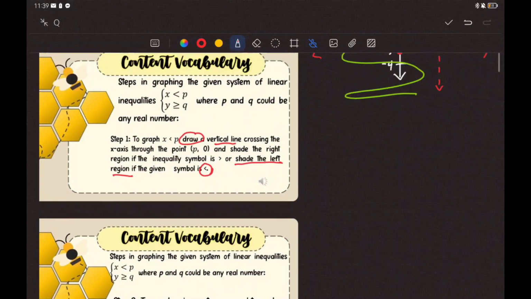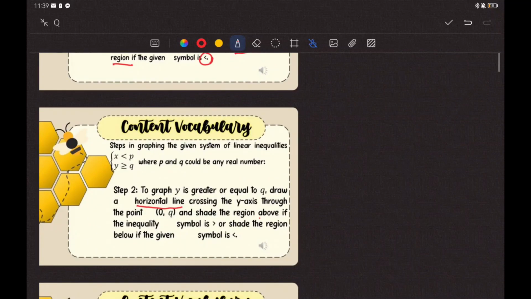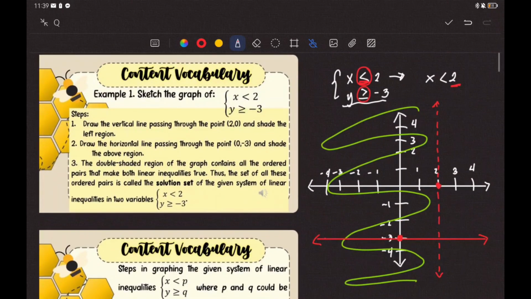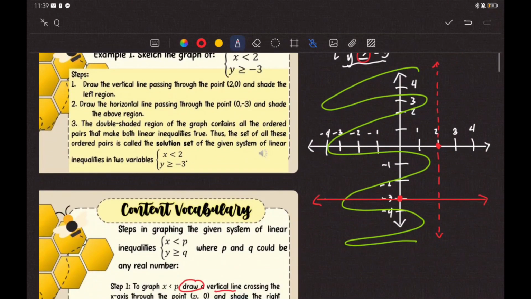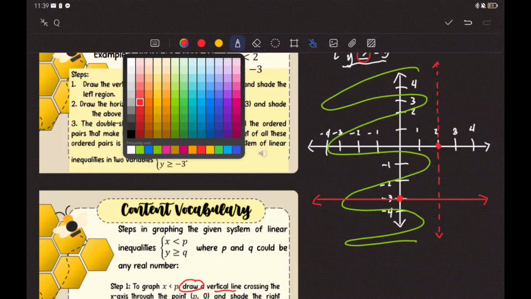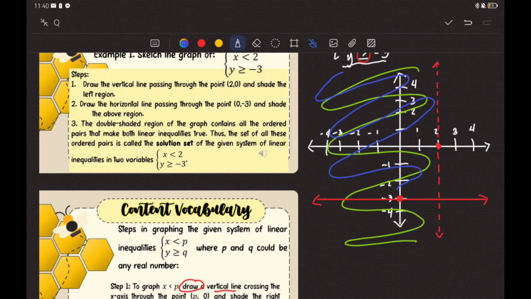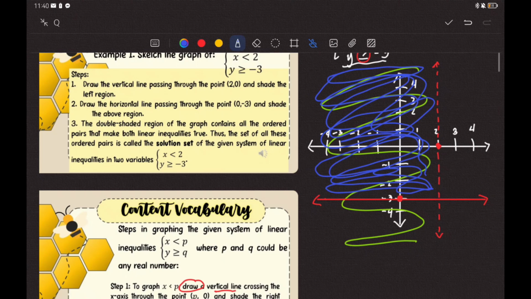Now, where are we going to shade? Shade the region above if the inequality is greater than. Since we are using greater than, we are going to shade the area above our second inequality. Let me use blue. So, this is the part where our shaded regions overlap. That is the area that overlaps.